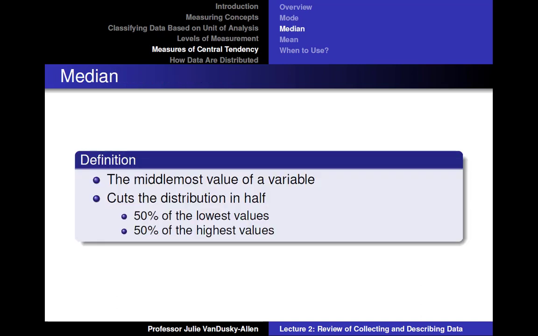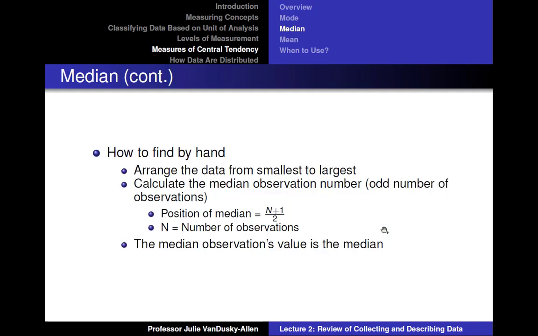The second measure of central tendency is the median. The median is the middlemost value of a variable. It cuts the variable in half with the lowest 50% of values on one side and the highest 50% of values on the other side. To find the median by hand, you arrange your variable from the smallest to largest value. Then you find the median observation number. The position of the median when you have an odd number of observations is equal to the number of observations plus 1, and that value divided by 2.